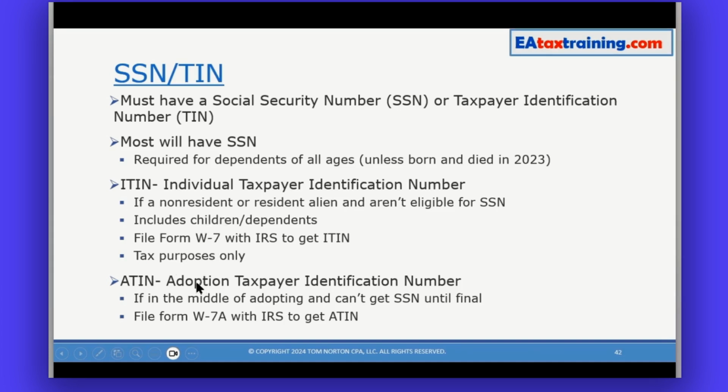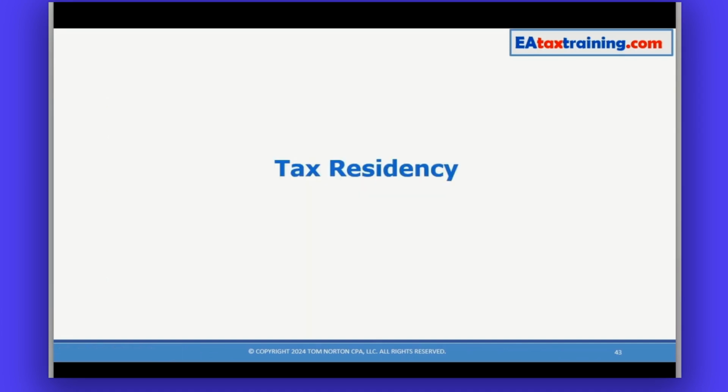Then also, if you're in the middle of adopting a child, but the adoption hasn't actually finalized yet, that child may qualify as a dependent, but you can't get a social security number for them until the adoption is final. And so you can get an adoption taxpayer identification number for that child. So just remember, everybody's got to have one of these. Everybody who's a taxpayer on the return and every dependent on the return needs to have a social security number unless they are a non-resident or resident alien who aren't eligible for a social security number, or they're a child that you're in the middle of adopting, in which case they would need a taxpayer identification number or TIN.